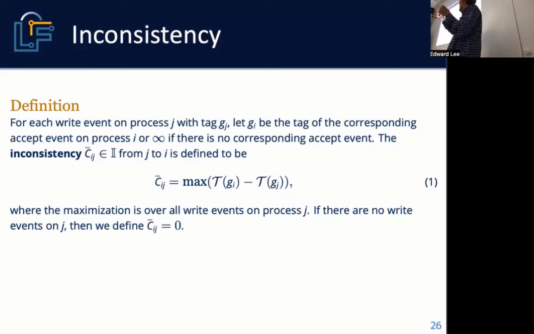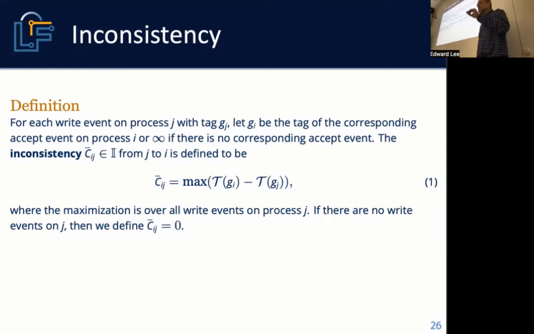And the inconsistency is the difference between those tags: the tag of the accept event and the tag of the write event. This is why, when I put an after on a connection between two federates, that's explicitly allowing inconsistency, because it makes this quantity bigger than zero. So the inconsistency between processes I and J is simply the maximum of such differences over a trace of the execution of a program.